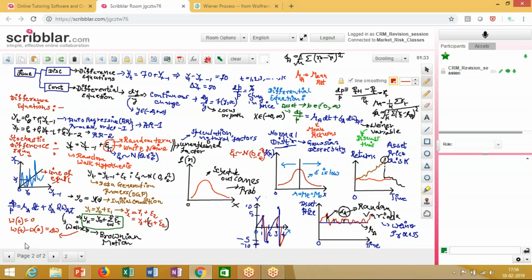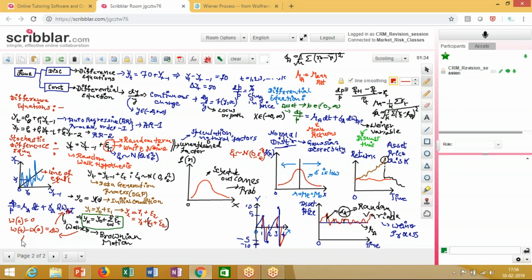But if the difference is continuous in time, such that t and s differ by a very small number epsilon, where epsilon tends to 0, then this delta W becomes dW. This is the Wiener variable for this t. So this is WT minus WS, which is delta W.